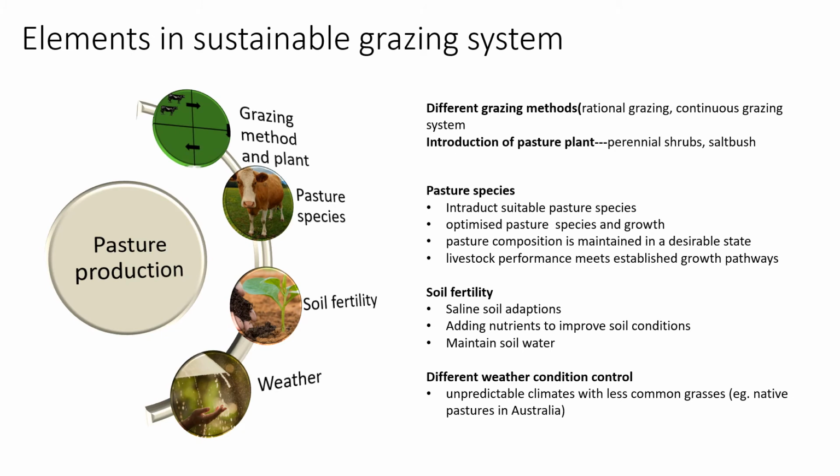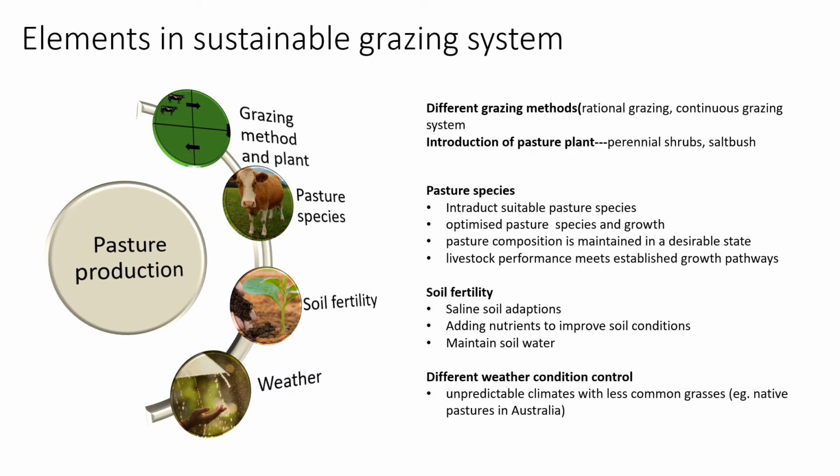Now I'm going to talk about the elements needed to meet the needs of a sustainable grazing system. From this chart of pasture production, it has grazing method, pasture species, soil fertility, and weather conditions. In a sustainable grazing system, the different elements should all be focused on. For the first one, different grazing methods, the rotational grazing and continuous grazing systems. In the further slides, I will discuss and compare the two grazing methods.